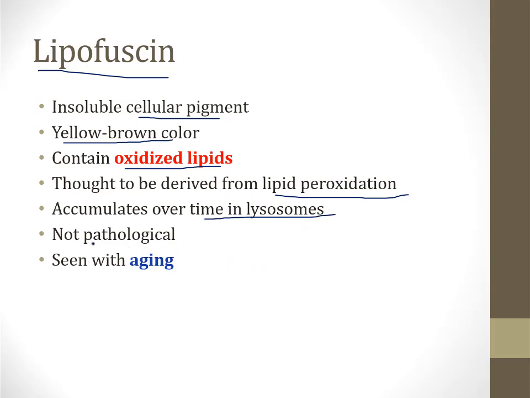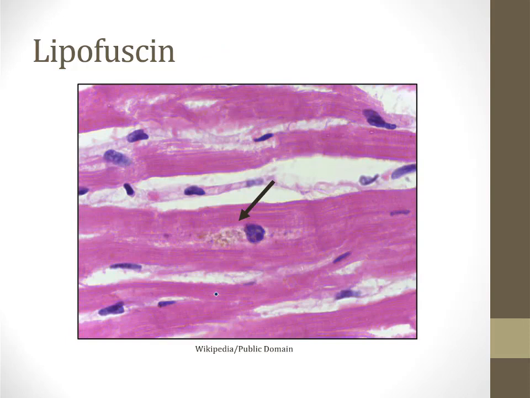The good news is it's generally not pathological, meaning it does not cause disease. However, it is seen as people age. So when you examine biopsy slides of older patients, you will commonly see lipofuscin. It does not mean there's any disease process going on, it's just a sign of aging. And here's a biopsy slide of muscle tissue and the arrows pointing to the yellow-brown lipofuscin pigment, a common finding when you examine tissue in biopsies of older patients. And that concludes our video on free radicals.